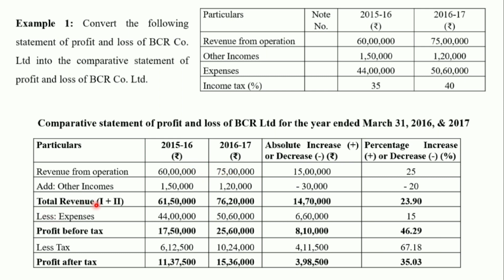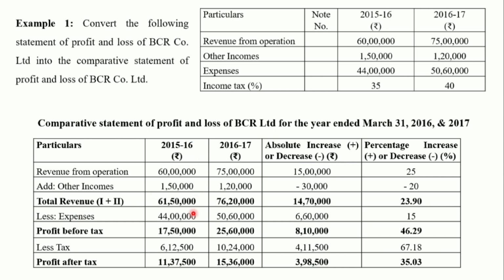Correct? Now total revenue. Total revenue is nothing but revenue from operations plus other income. That is 61 lakh 50,000, and for 16-17, 76 lakh 20,000. The absolute difference between these two is 14 lakh 70,000. The percentage increase is 14 lakh 70,000 divided by 61 lakh 50,000 into 100, which gives the increase in total revenue of 23.90%.